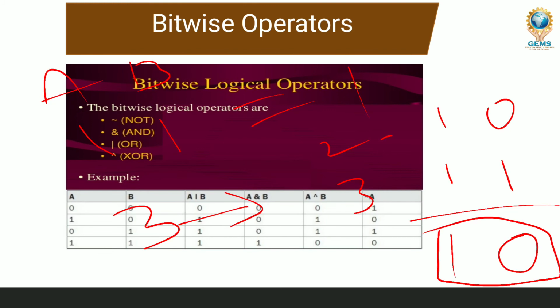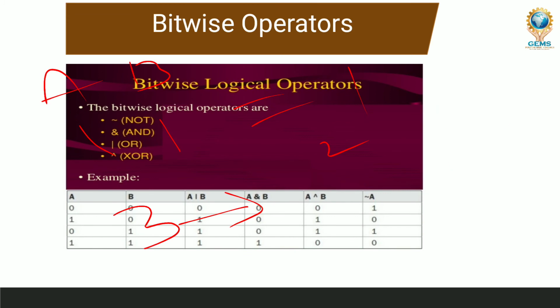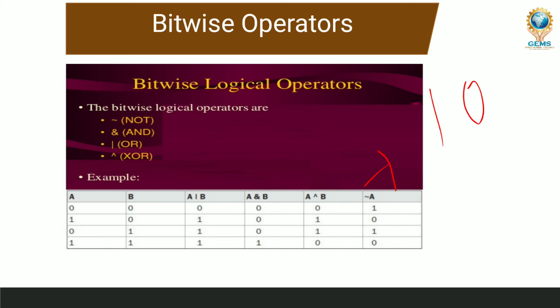If you add 2 plus 3, the ultimate answer is 5. But when you use the bitwise operator, we get 1 0, which means 2. 2 is the answer. So this is the difference between arithmetic operators and bitwise operators. If you do the same thing in the ordinary way, the answer would be 5. But when you use bitwise operators, we get a different answer. These are logical operators.